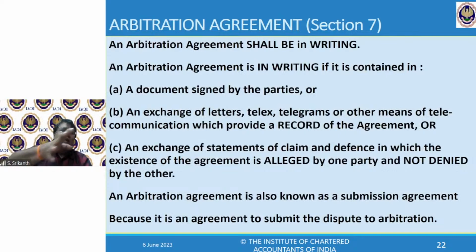Arbitration agreement shall be in writing, but it need not be a formal agreement. It need not be on stamp paper. It could be a document signed by the parties, or an exchange of letters, telegrams, or even email. For example, there is a dispute. Then we send them a mail saying we have already supplied goods in April, for which the amount is due in 60 days. We find that it has fallen due, but we are yet to receive payment.